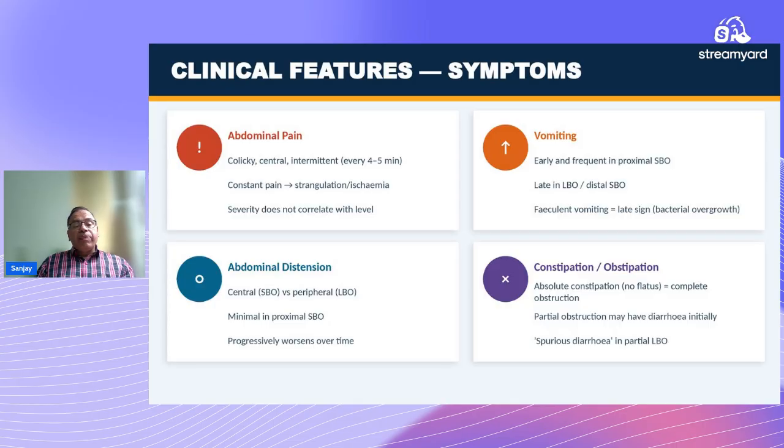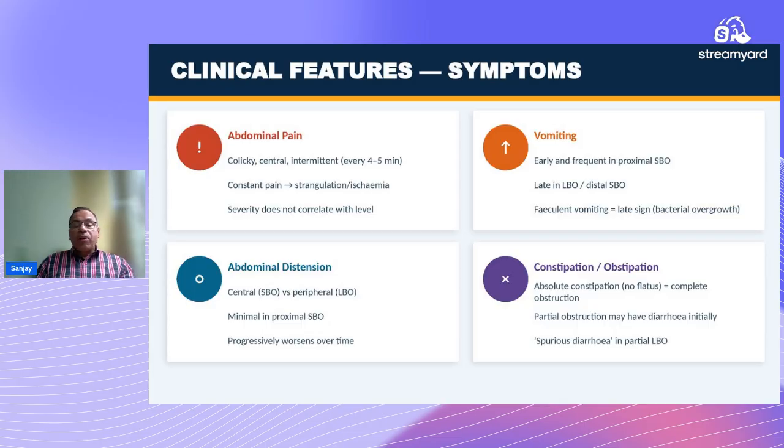If the character of the pain changes from colicky pain to constant pain, which becomes diffuse, then this is not a good sign. This means that the bowel is in danger of undergoing strangulation and ischemic necrosis. The severity of the obstruction does not correlate with the level of the pain. That's very, very important.